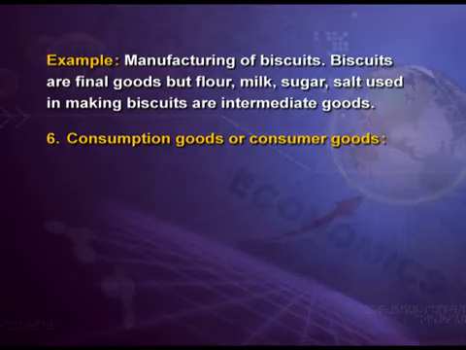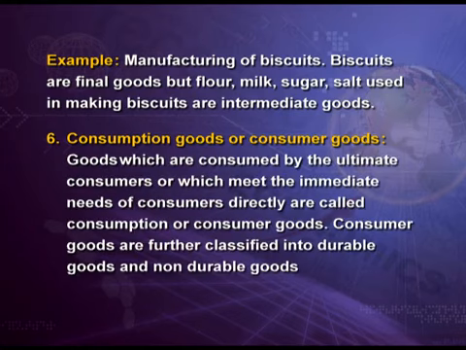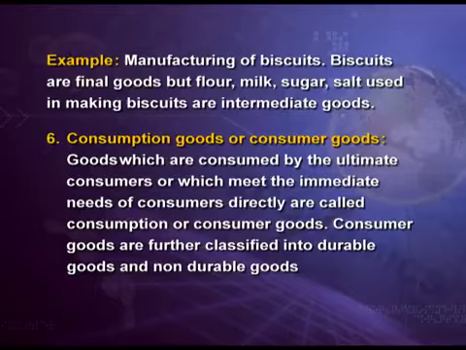After intermediate goods, the next term used in this chapter is consumption goods or consumer goods. Goods which are consumed by the ultimate consumers or which meet the immediate needs of consumers directly are called consumption or consumer goods. These consumer goods are further classified into durable goods and non-durable goods.